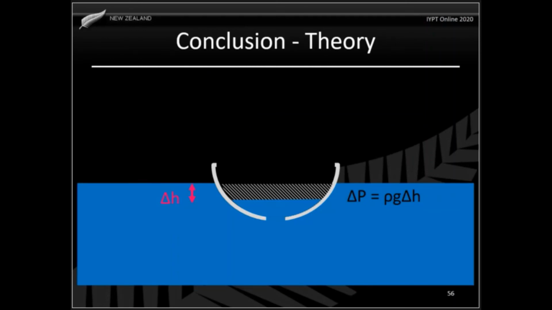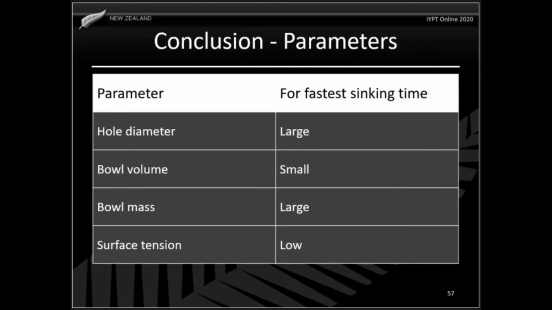In conclusion, objects of equal volume experience equal buoyant forces, so the volume of displaced water is equal to the mass of the bowl plus the mass of the water inside the bowl. This creates a height difference and therefore a pressure difference between inside and outside the bowl, so water goes through the hole. The fastest sinking time will be when a bowl has a large hole diameter, small volume, large mass, and low surface tension.